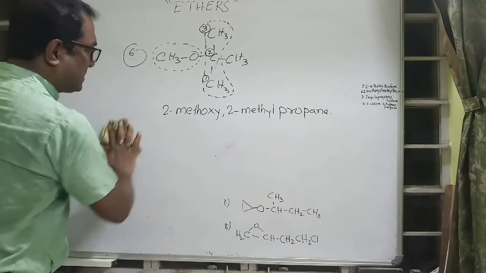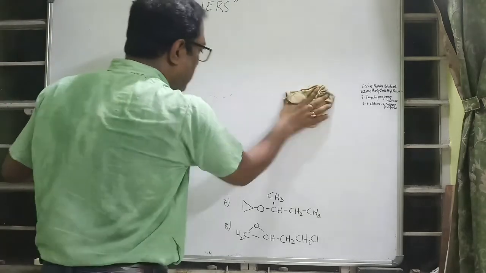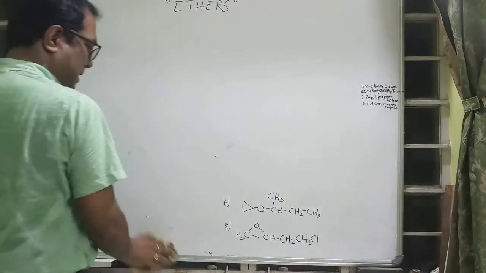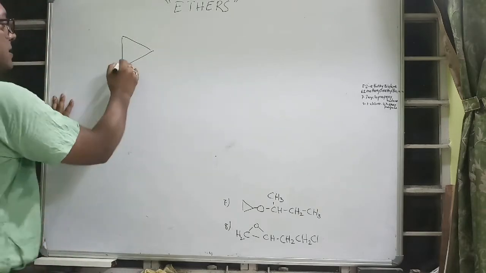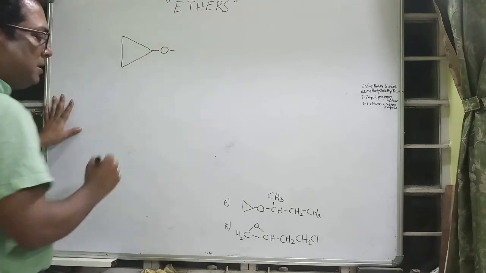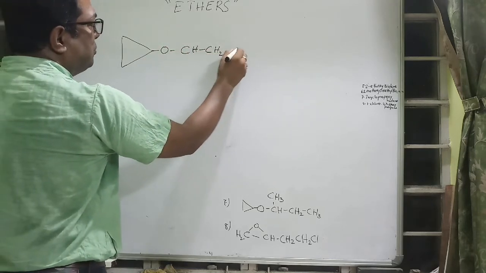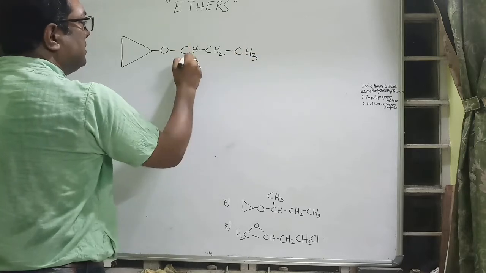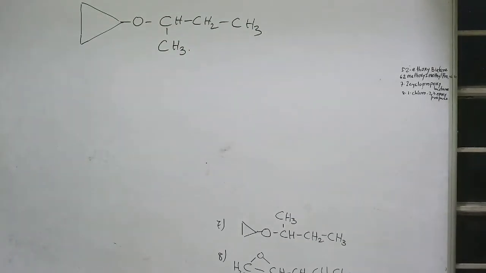So I will go to the 7th point or the 7th formula, and I will go through it thoroughly. This is a cyclopropane, and this cyclopropane would have an oxygen attached to it. This is CH, CH2 and CH3. Here there is a CH3, a branch chain. So what would be the name of this compound?